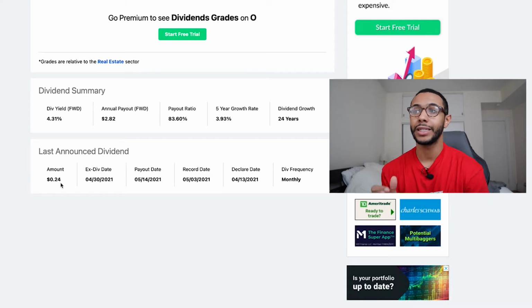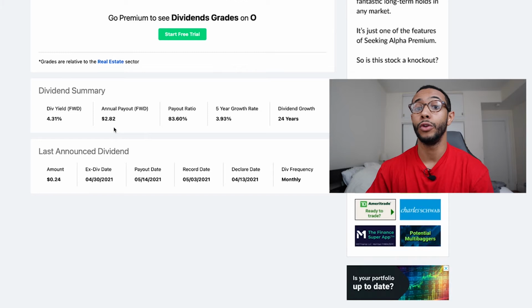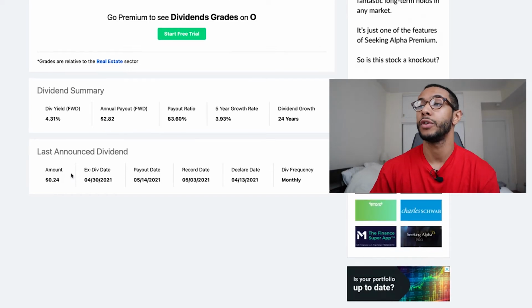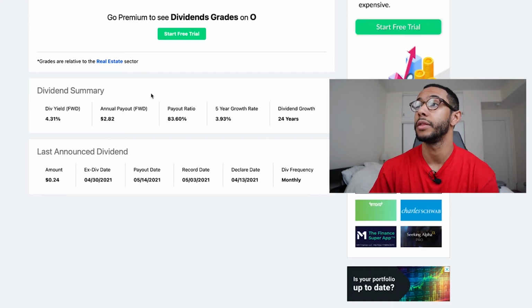This is 24 cents because they pay out every single month. If you do 12 months in a year times 24, you get $2.82 for every single share you have. So if you have 100 shares of this company, then you'll be getting $24 every single month, which is really good if you ask me. Dividend frequency right here is monthly.